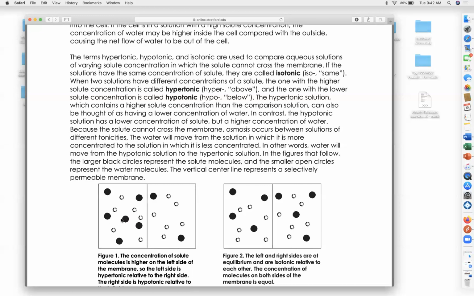If you have way more Kool-Aid powder and way more solute, that is called a hypertonic solution. And if you have way, way less, that's called a hypotonic solution. And of course, if you're in equilibrium, that is called an isotonic solution. And sometimes we play around with the chemistry.